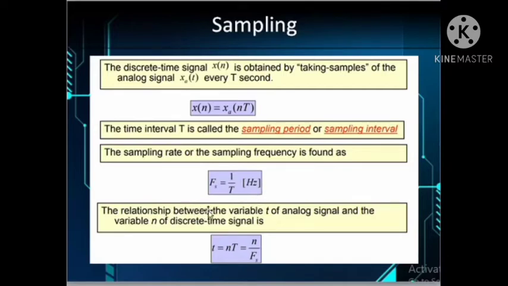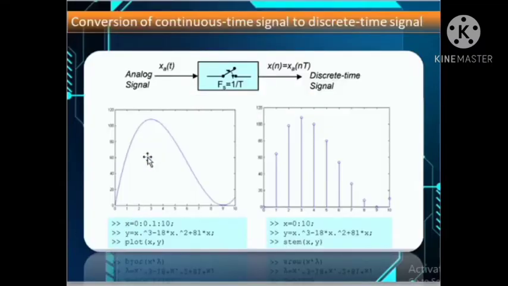The relationship between the variable t of the analog signal and the variable n of the discrete time signal is t equals n times T. So T is, from this, 1 over fs, right? So, n times 1 over fs. So, that is n over fs.